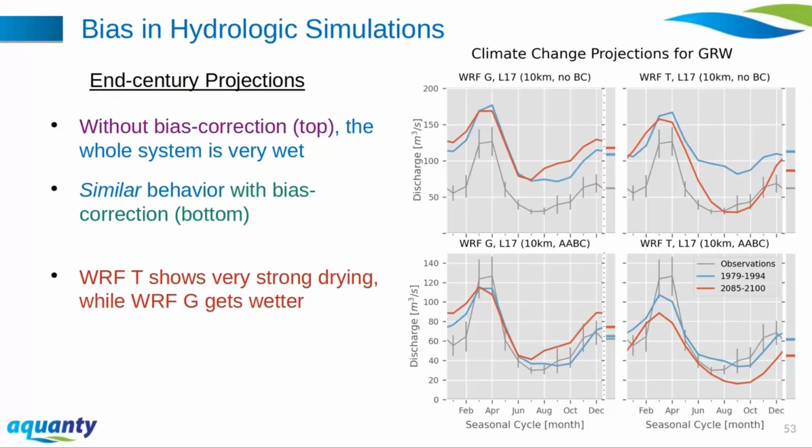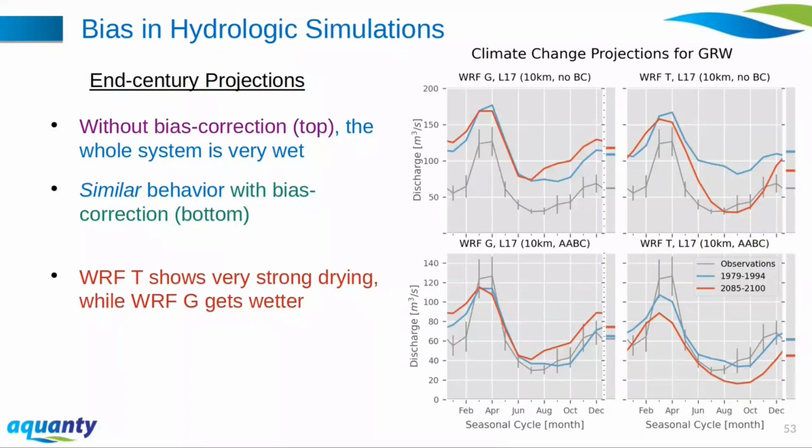And if you compare the red line to the blue line in both of these cases, the behavior between bias corrected and uncorrected is relatively similar qualitatively speaking. But the response between the two configurations, WRF G and WRF T, is very different, right? So WRF T has significant drying, whereas WRF G is actually getting a bit wetter, especially in late summer and fall. And so now you may wonder, why is this the case?